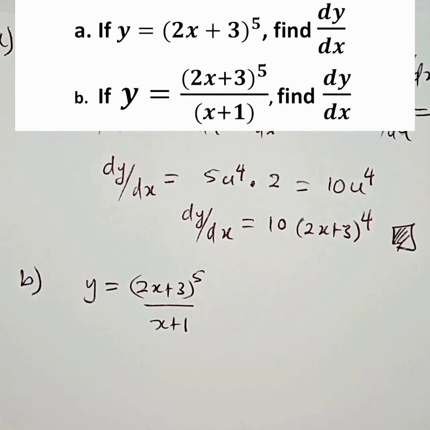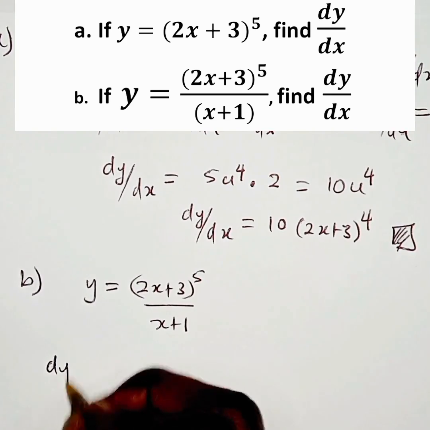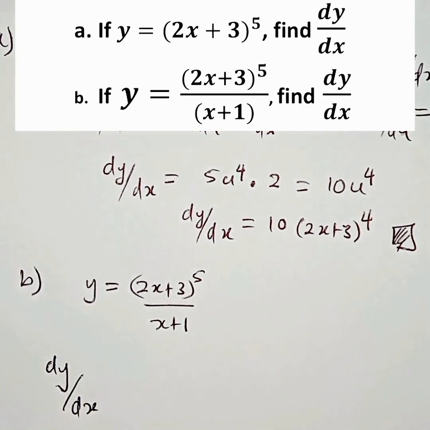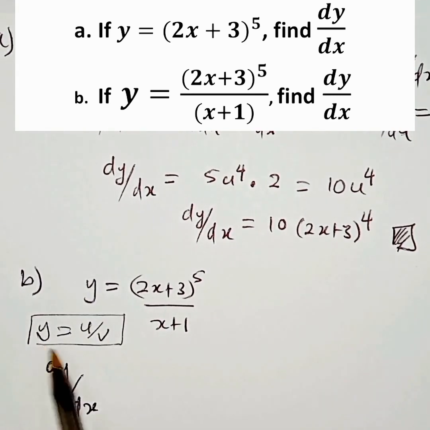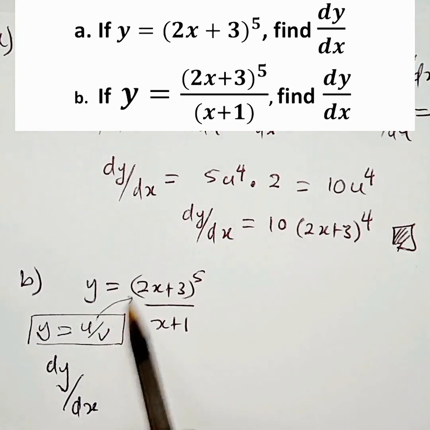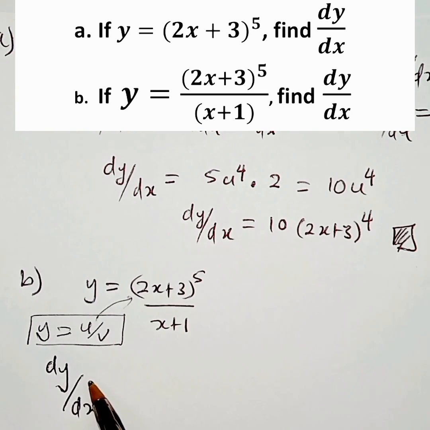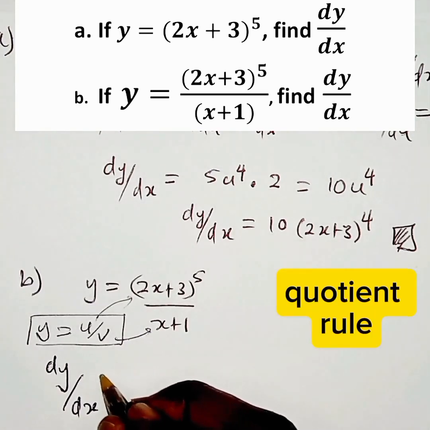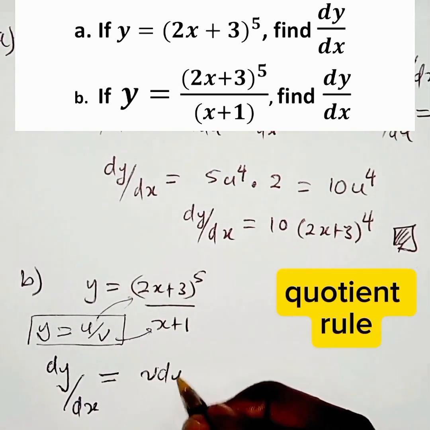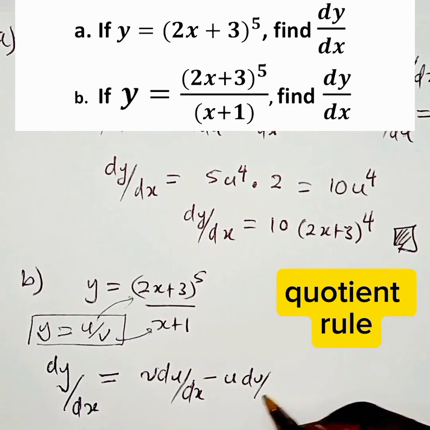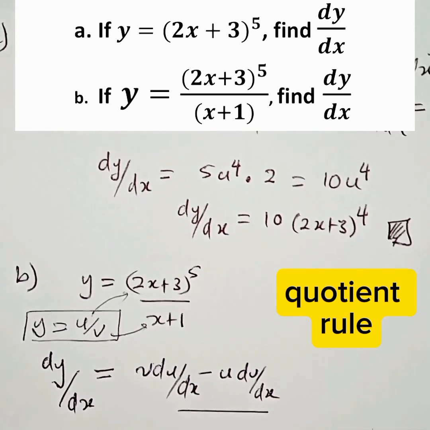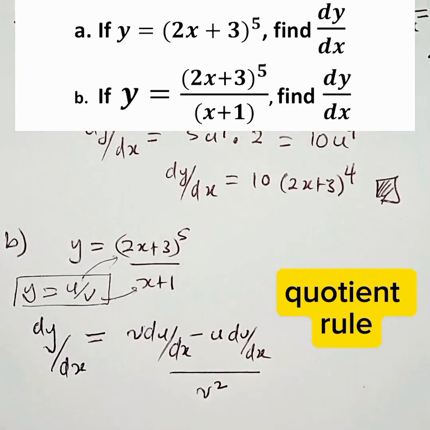Now, the quotient rule states that dy/dx, that is if you are given y is equal to u over v, okay, if you are given that. So in this case, our u is going to be (2x plus 3) to the power of 5, and our v will be x plus 1. So this is equal to v du/dx minus u dv/dx, and that is all being divided by v squared.